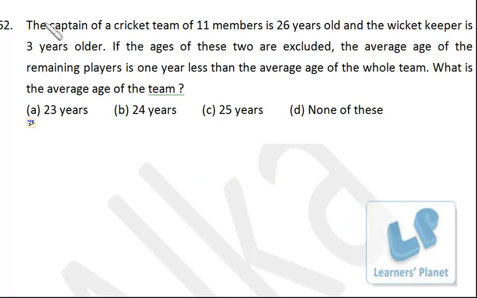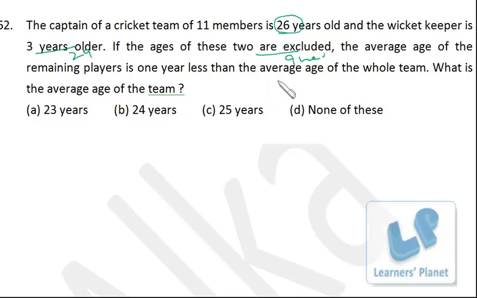Now this question: the captain of a cricket team of 11 members is 26 years old. The wicket keeper is 3 years older, that means he is 29. If the ages of these two are excluded, that means now 9 members are there. The average age of the remaining players is 1 less than the average age of the whole team. What is the average age of the team?